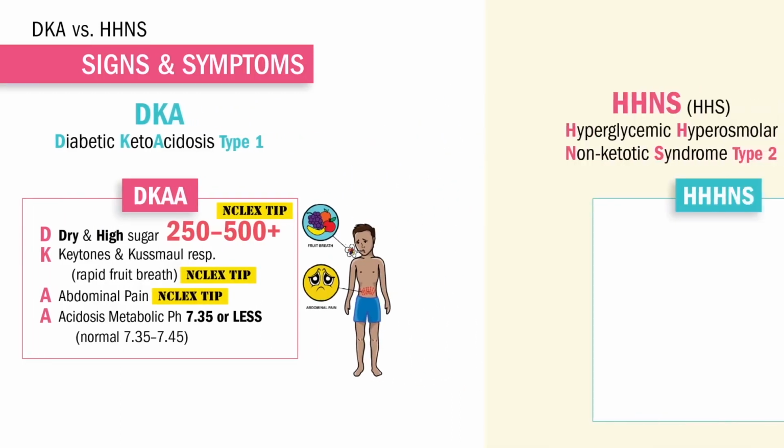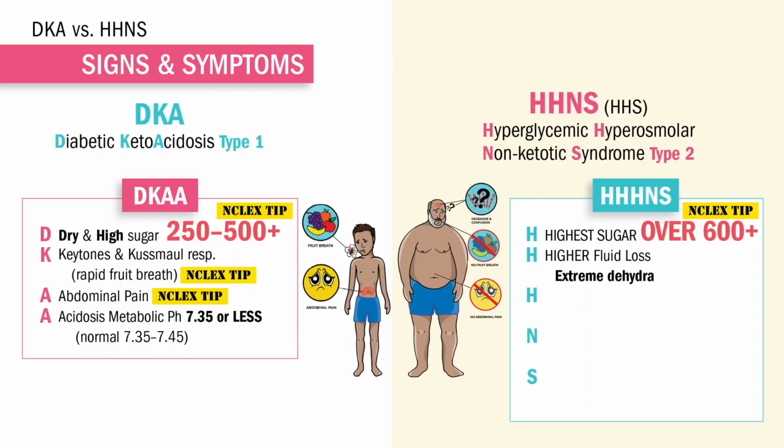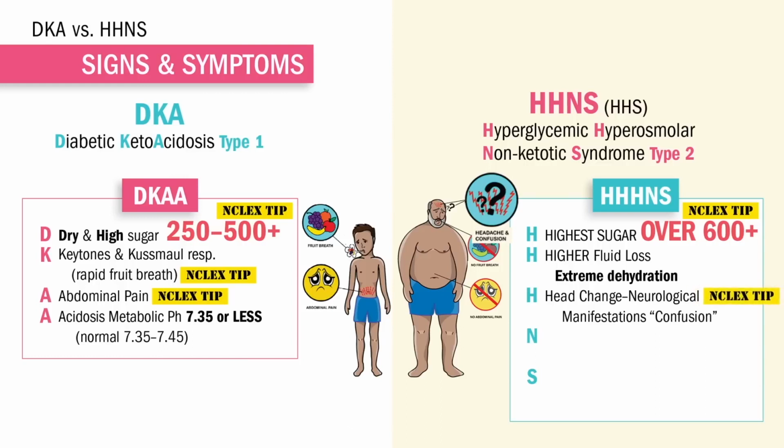Now switching over to type 2, the slower and more serious one since it's harder to fix. So HHNS, guys, remember the triple H's here. We have higher sugar loss with higher fluid loss, so sugar over 600 plus, and extreme dehydration. And our third H is for head change. Now the NCLEX term is neurological manifestations. Guys, write that down. We'll often see confusion with classic signs of HHNS. Guys, we don't get head change or neurological manifestations with DKA.